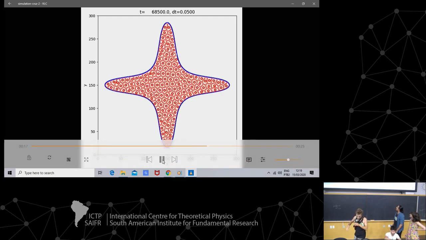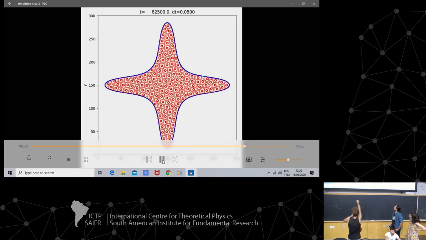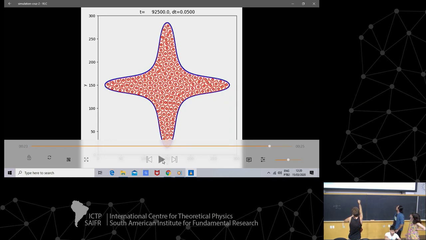But if we look at the edges of the stars, you see some topological defects. They are born, you can see here, and after some point they are destroyed. So I think that is it.